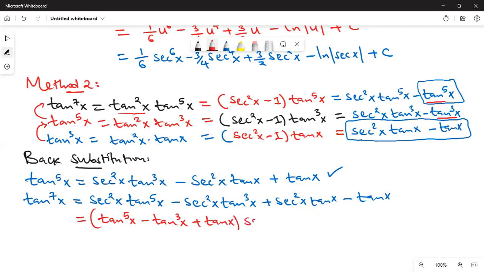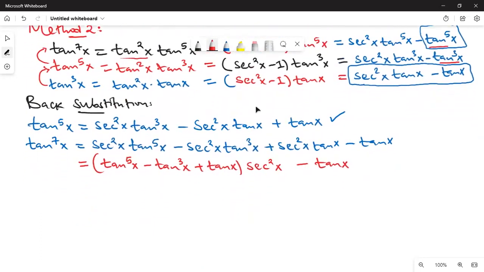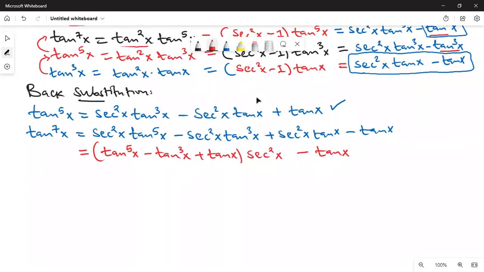And you can see sec squared of x is common, so that is factored out. Then I can see there was another minus tan x. That is the expression for tan raised to 7 of x. So that's what you need to integrate. It's now easy to integrate the way it is.